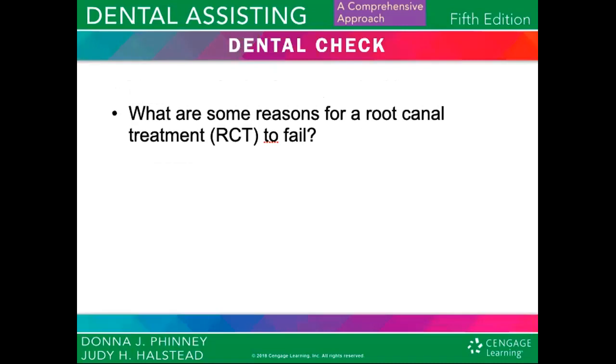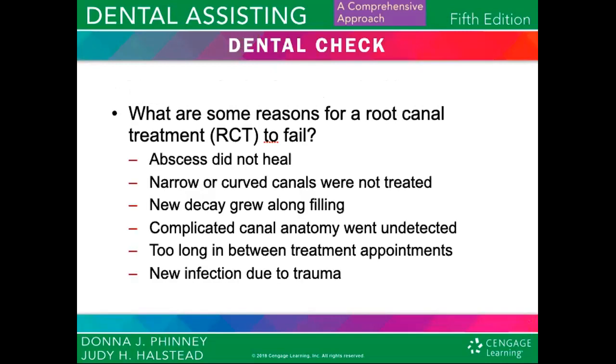So what are some reasons for root canal treatment to fail? Well, one is if we have an abscess that did not heal, a narrow or curved canal that was not found and therefore not treated, if there was new decay that grew along the filling material that was placed over the root canal, or if complicated canal anatomy went undetected, if it was too long in between treatment appointments, or there was new infection due to trauma.